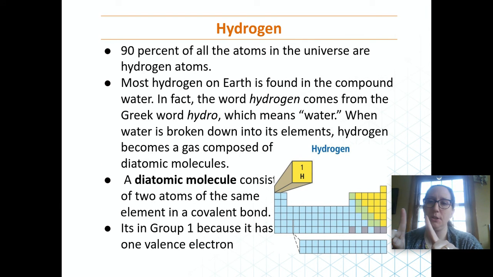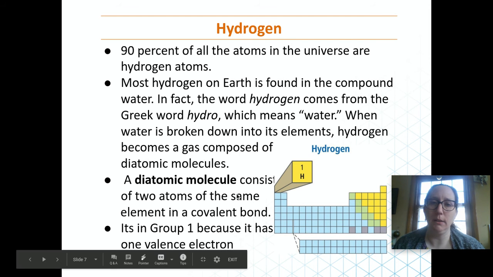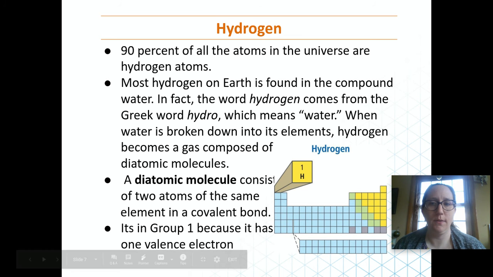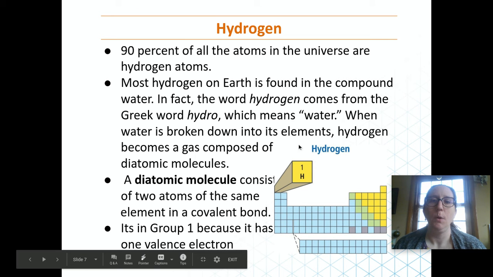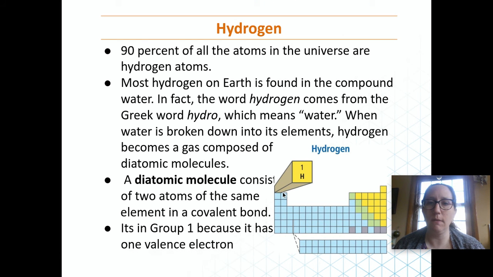But hey, if another hydrogen comes over, they have 2 valence electrons if they share. And now guess what? That shell is full. So hydrogen is a diatomic molecule because if it shares its electrons with another hydrogen, its valence is full and it's much more stable. We put it in group 1 because it has 1 valence electron, even though it has all of the qualities of a nonmetal.